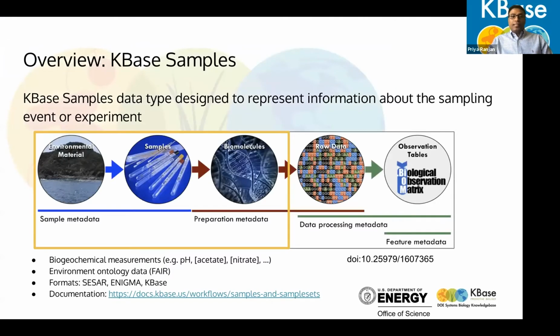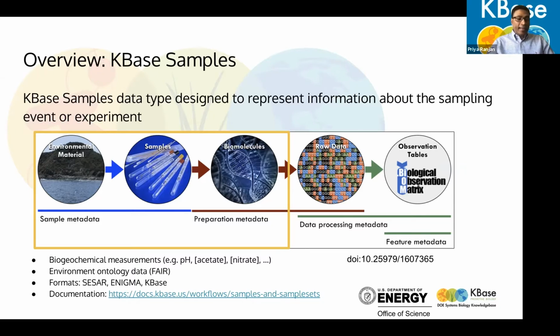This is from the last webinar that we had, and it's basically: what is a sample? It's a physical material that you collect at any point in time, and then you attach attributes to it, like biogeochemical measurements of the environment, and the material it belongs to, which comes from environmental ontology, or the biome that it belongs to. This helps make the data FAIR, so that not only the person creating the data, but others can also understand it. And it has all of that information in it.